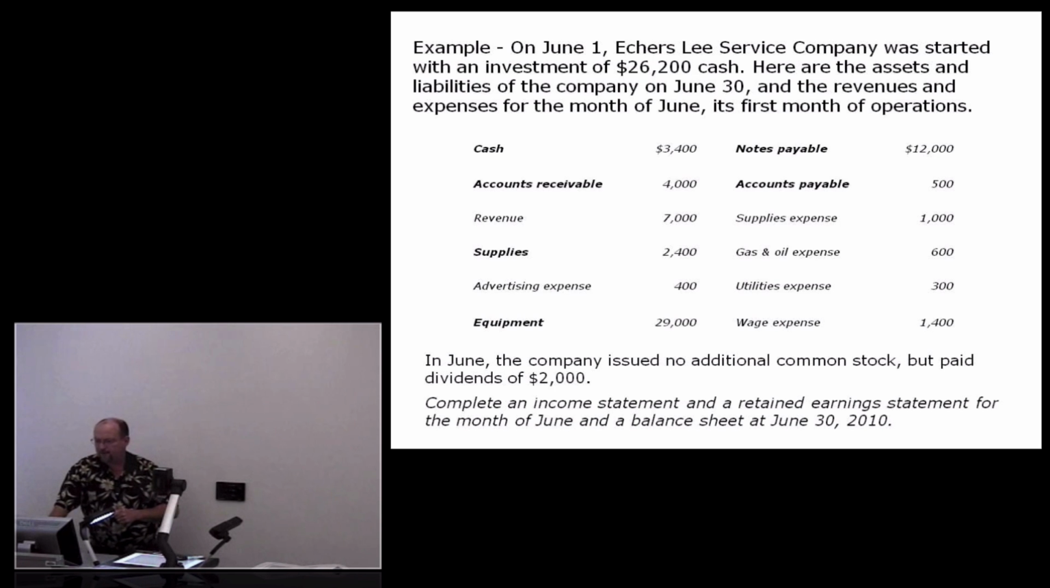On June 1st, Eckersley Service Company was started with an investment of $26,200. Okay? So that would go into our common stock account. Here are the assets and liabilities of the company on June 30th, and the revenues and expenses for the month of June, its first month of operations. And they give us all these various accounts. They are not in any particular order. In June, the company issued no additional common stock, but they paid a dividend of $2,000. Complete an income statement and a retained earnings statement for the month of June.